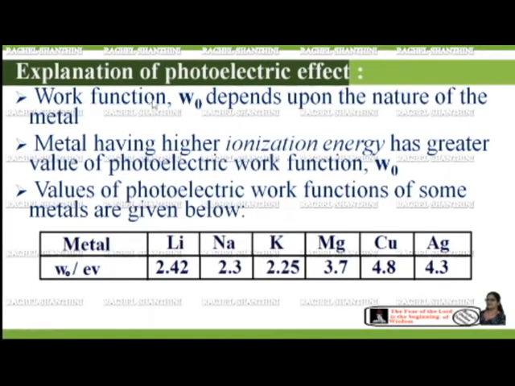It simply increases the number of photons that fall on the metal surface, and hence increases the number of photoelectrons. Work function W0 depends upon the nature of the metal. A metal having higher ionization energy has a greater value of photoelectric work function, represented by the symbol W0. What is ionization energy? Ionization energy is the quantity of energy that an isolated or gaseous atom must absorb to discharge an electron, resulting in a cation. Here, values of photoelectric work functions of some metals are given in this table.